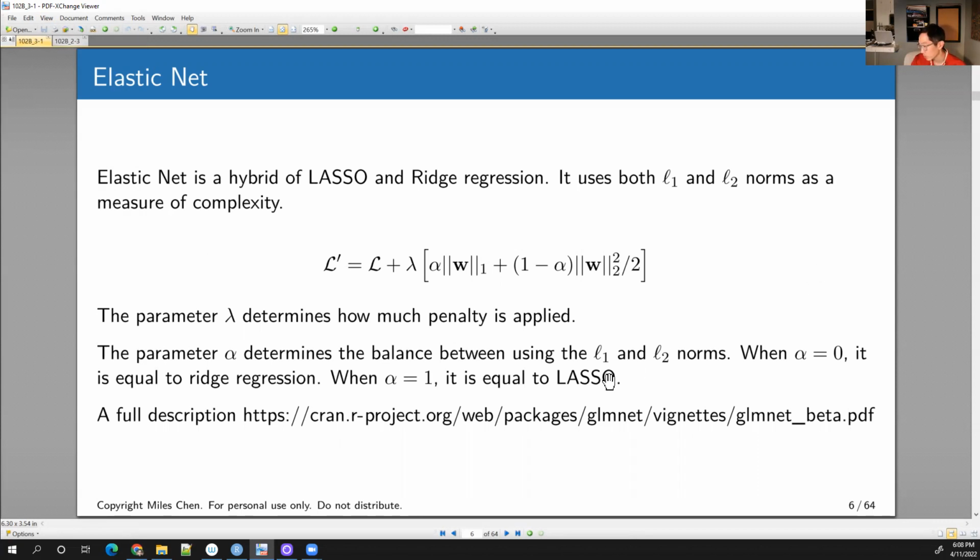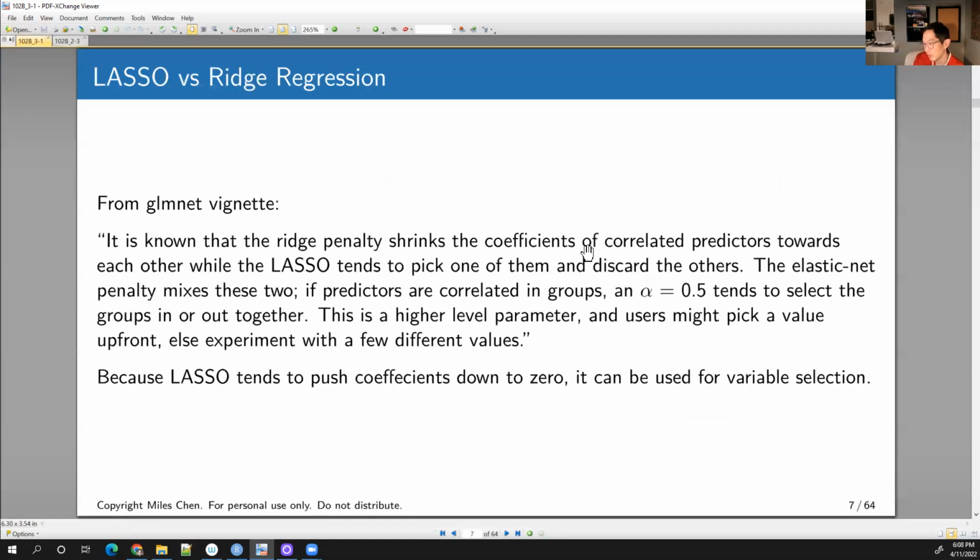And so if you wanted to do LASSO or ridge regression in R, there really isn't a package directly for LASSO alone or a package for ridge regression alone. You'd basically use the GLMNet ElasticNet package, and then you would use either alpha equal to 1 or alpha equal to 0 to get LASSO or ridge regression, or something in between.